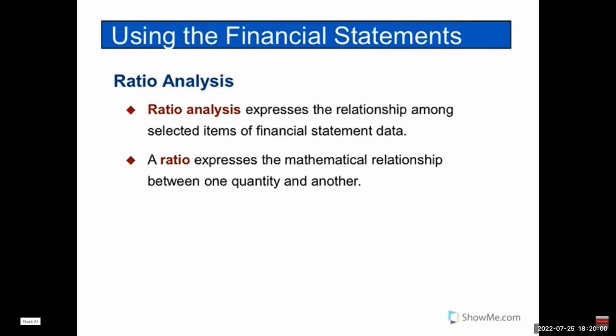Using those statements, we now apply what's called ratio analysis. Ratio analysis is a way of expressing a relationship between different parts of both financial statements. A ratio is simply a mathematical relationship between one quantity or one part of the income statement or balance sheet and any other part of an income statement and balance sheet. And this relationship is a series of ratios that we are just beginning to introduce now.